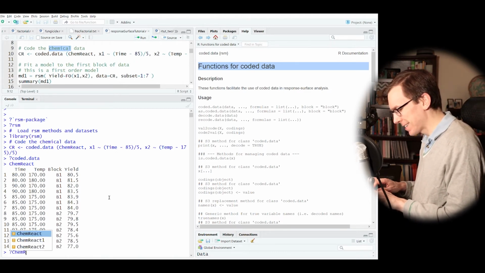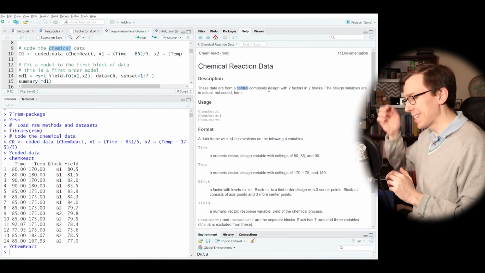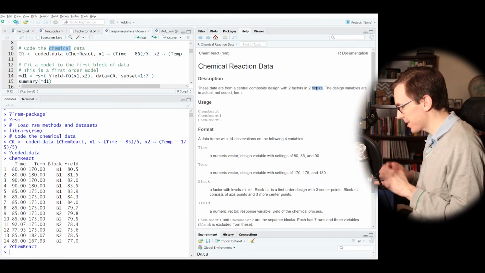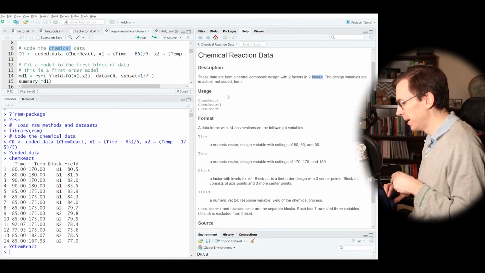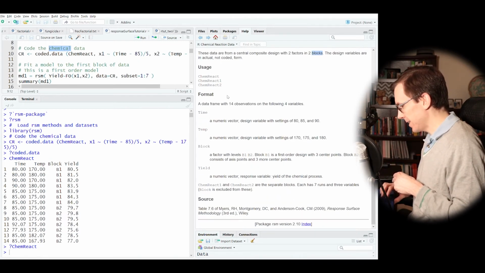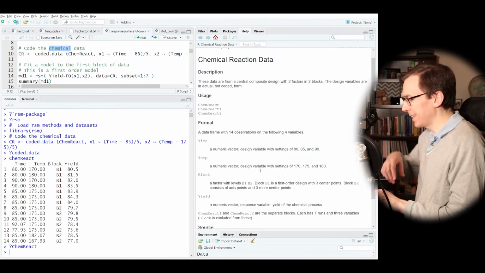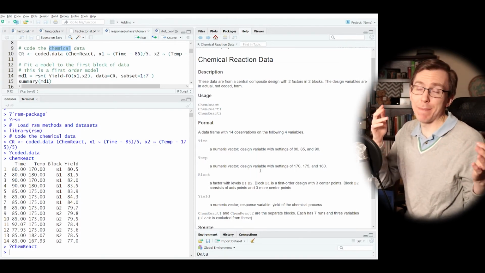I believe this R documentation is somewhat opaque. All it says is we have a central composite design, which is good because that's the main thing we've been talking about in these lectures. We have two factors and two blocks. And the design variables are in actual, not coded form. The yield of the chemical process. So it's a little opaque. I guess we could go look up this textbook if we wanted to learn specifically what this data set is doing. But roughly, we set a time and we set a temperature and we get out a yield and we want to maximize the yield.